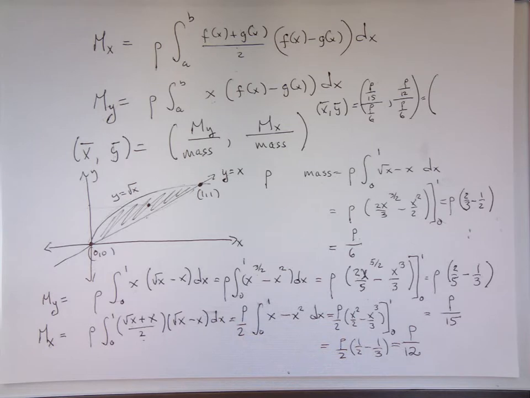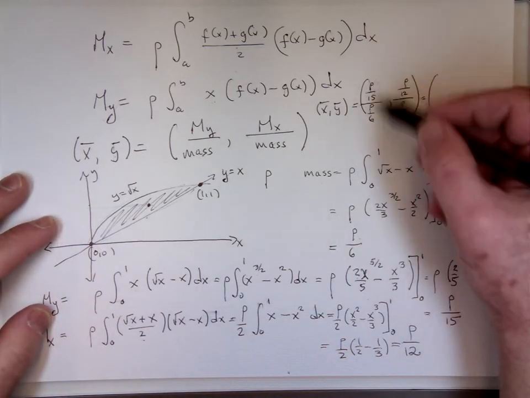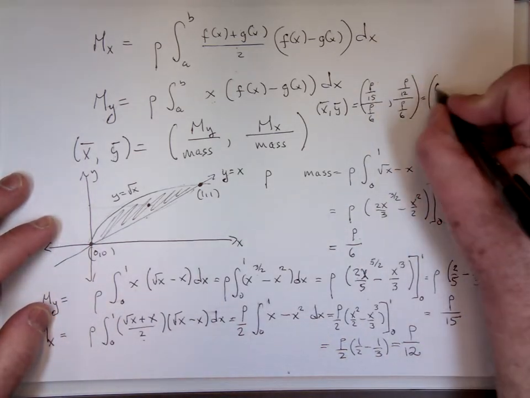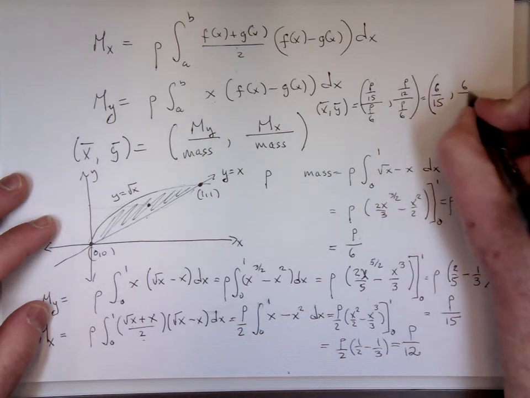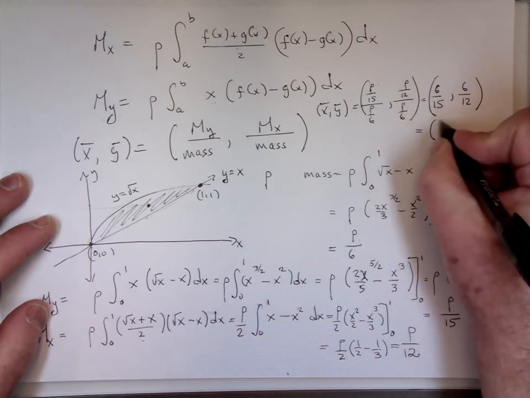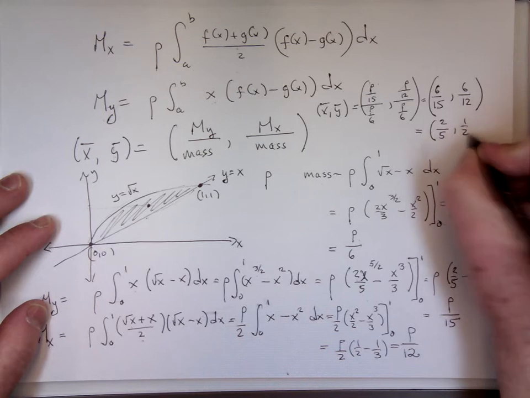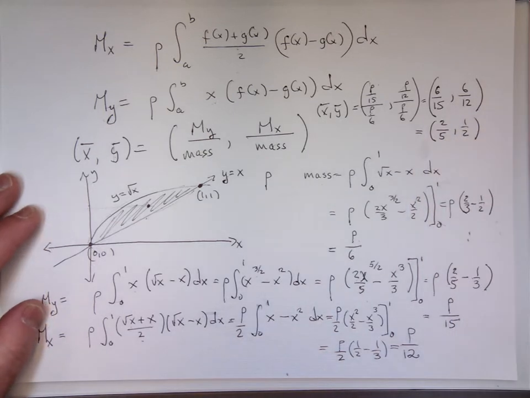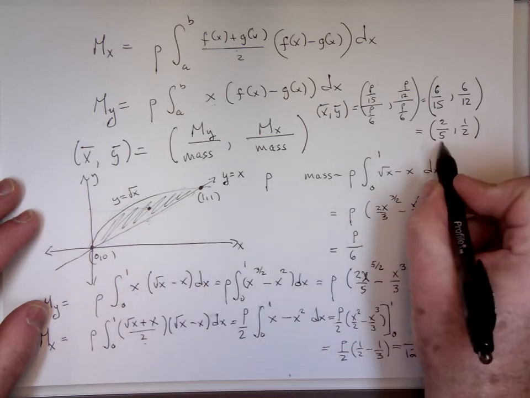You're left with 6/15. Here, I'll simplify that in a second. And you're left with 6/12. When you divide by 3, you get 2/5 and 1/2. This is what Nick said. Nick said to the left of the center. It's at 2/5. The exact midpoint would be 1/2. This is at 2/5. A little bit to the left.